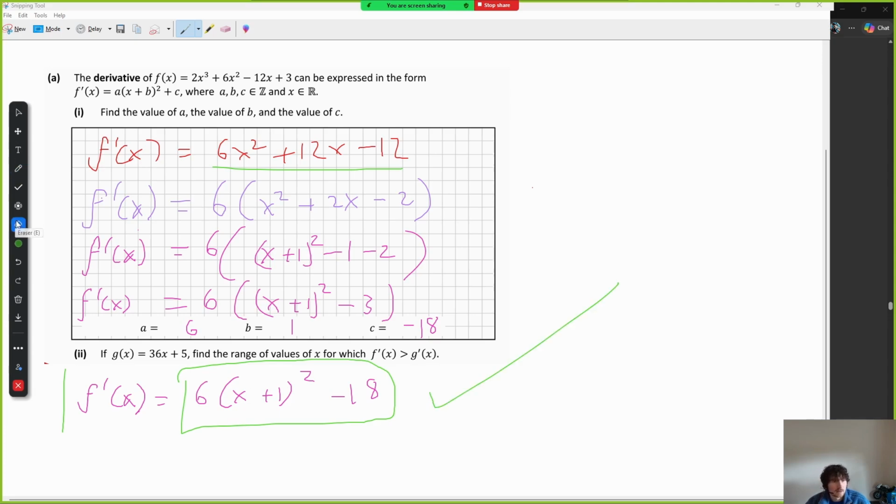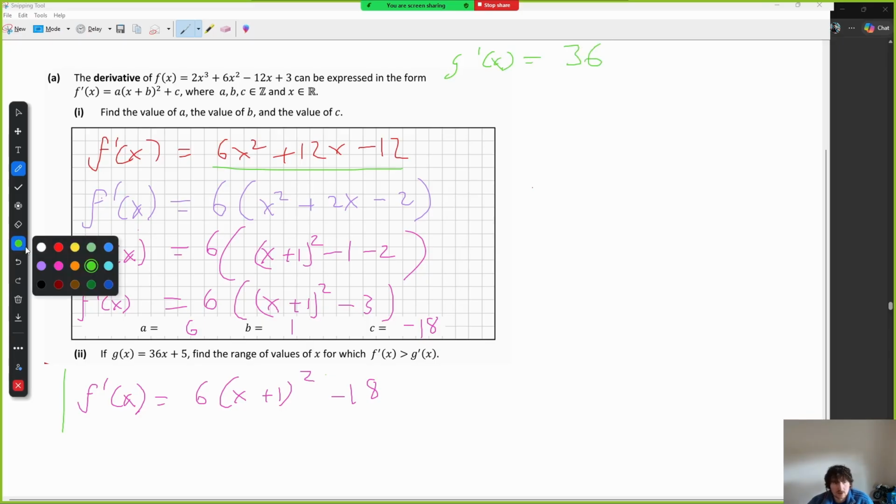Okay. So now the next thing here is, we're told, this is another kind of algebra question now, f'(x) is greater than g'(x). Find the range of values for which this happens, right? First of all, we'll get whatever g'(x) is. Hopefully everyone can see g'(x) is just 36. So what they're really asking, and it's more useful not to have this in the completed square format, or could that be useful? I'll go with it not in the completed square format because this is just a general question then.